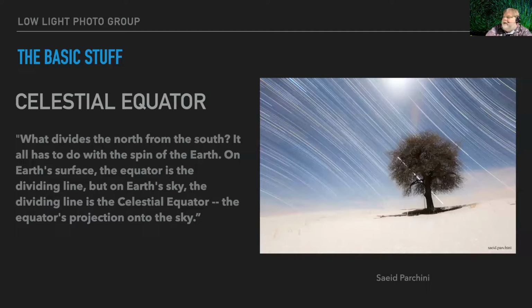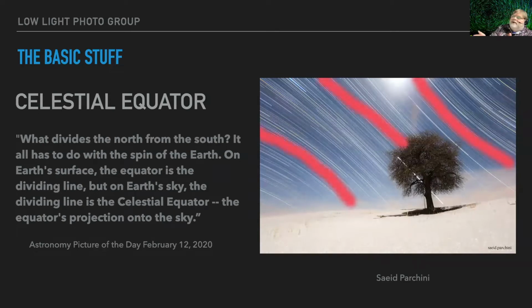Now, this one was shot by Sahid Pacini, and it was featured on Astronomy Picture of the Day earlier this year. This feature combines 325 photos, each taken for 30 seconds, over 162 minutes, after sunset earlier this month. The moonlight illuminates a snowy and desolate scene in northwest Iran. The bright streak behind the lone tree is the planet Venus setting. So again, with the celestial equator, this is basically when you're looking at something. Oops, let me click this again.